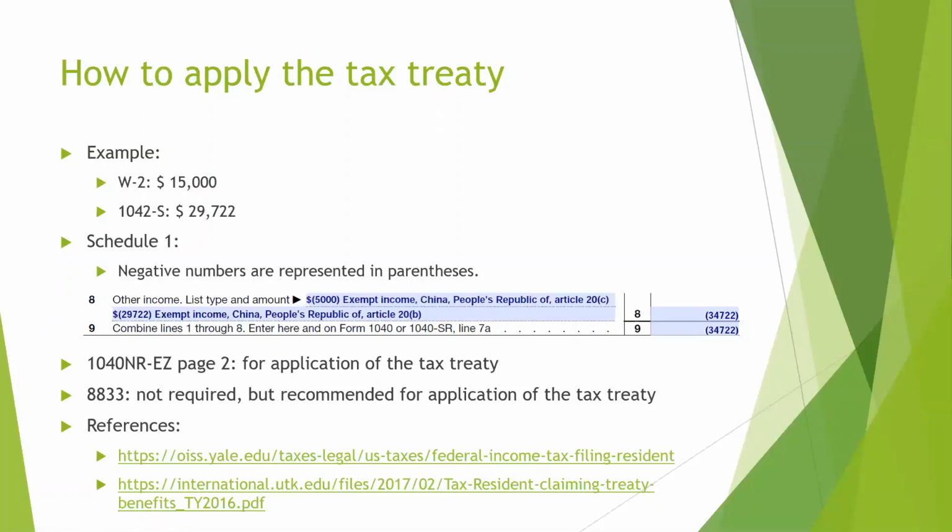And I also found that to apply the tax treaty, you also need to fill out page 2, not page 1, just page 2 of Form 1040-NR-EZ. This page is basically to collect some information about the tax treaty. And Form 8833 is officially not required, but strongly recommended for application of the tax treaty. And for more information, you can go to these 2 reference web pages.